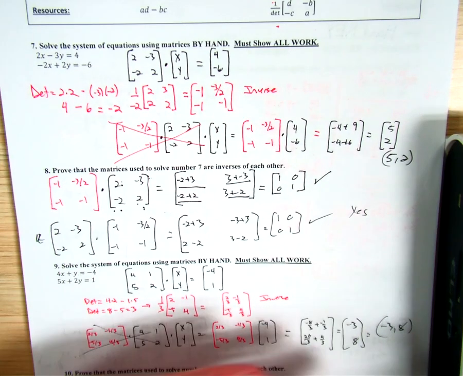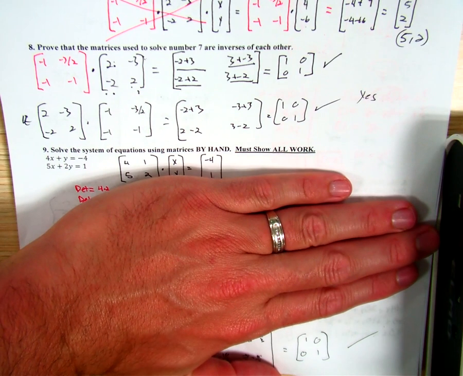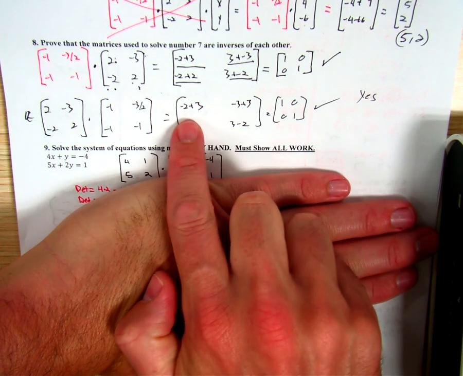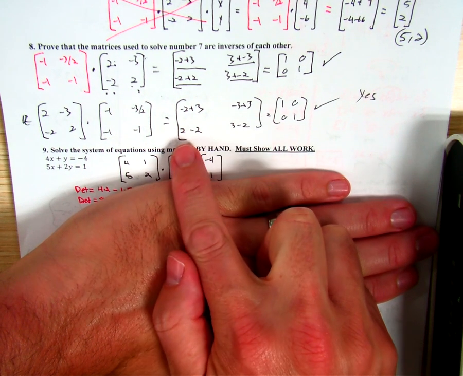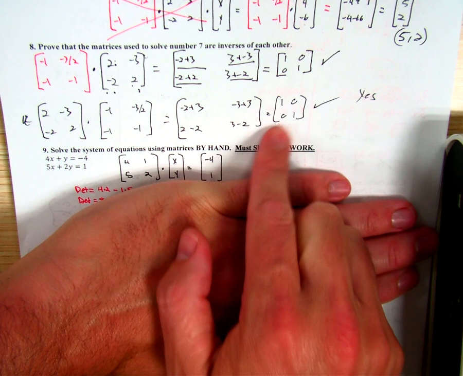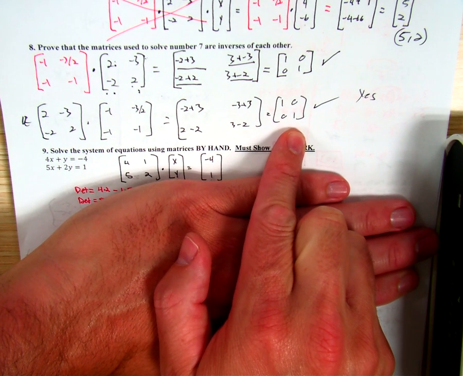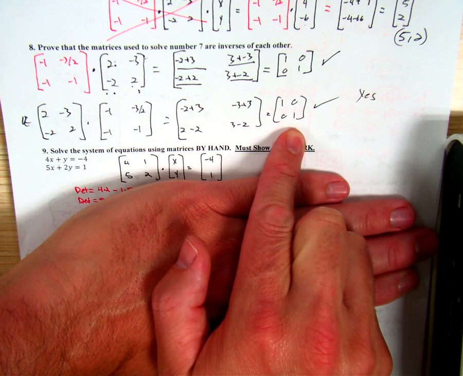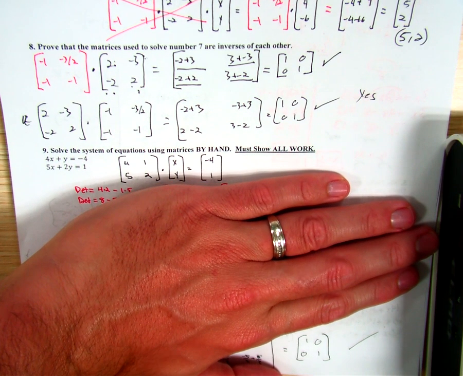All right, welcome back. Let's see. The bottom one, we should be getting negative 2 plus 3 for a 1. Negative 3 and 3, 2 and negative 2, zeros. And then 3 minus 2 gives us a 1. There you go, 1, 0, 0, 1. It works.